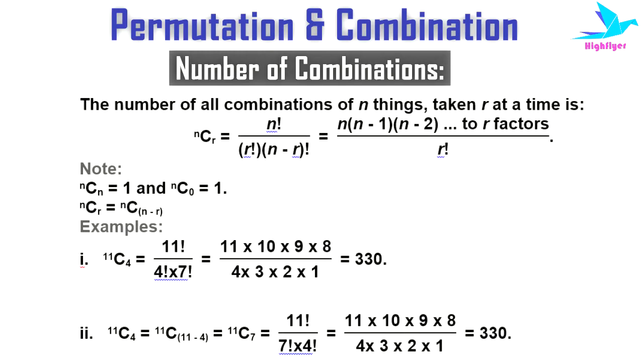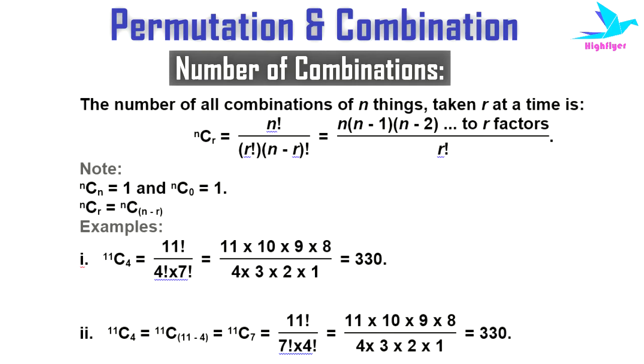The number of all combinations of n things taken r at a time is n combination r equals n factorial by r factorial into n minus r factorial. That is equal to n into n minus 1 into n minus 2 dot dot dot till r factors, by r factorial. Now let's note a few conditions about combination. Like n combination n equals 1 and n combination 0 is also equal to 1. n combination r equals n combination n minus r.